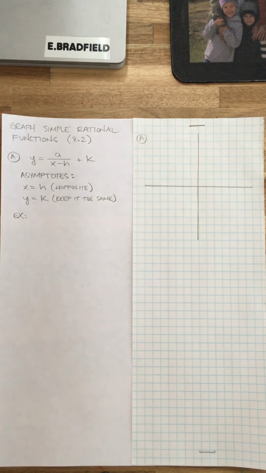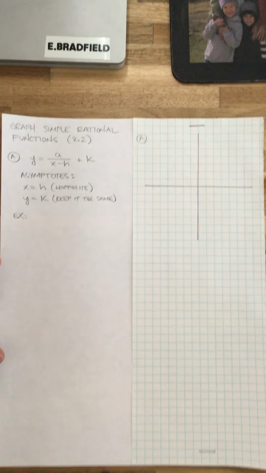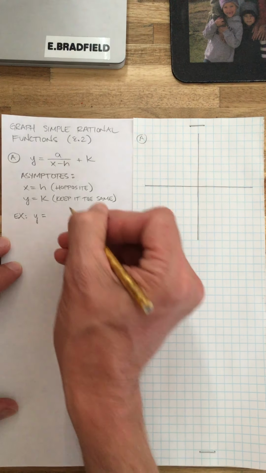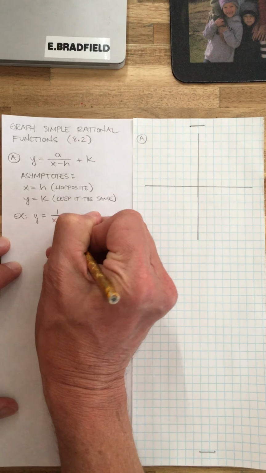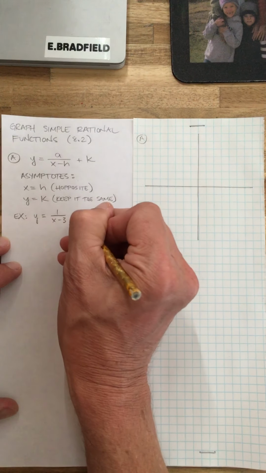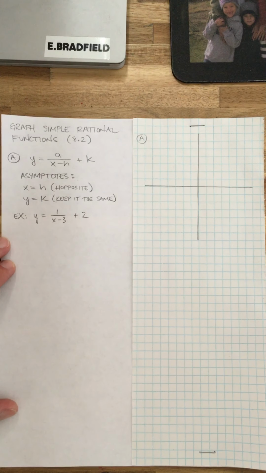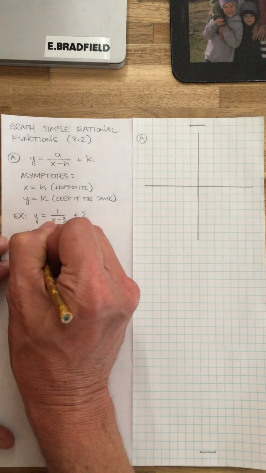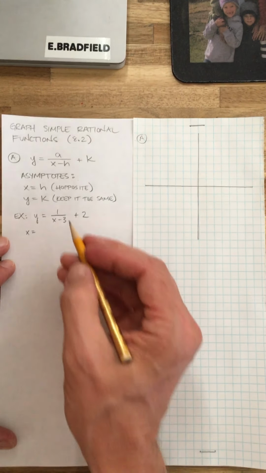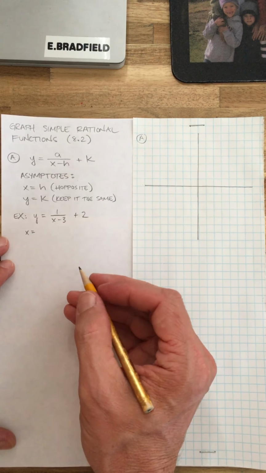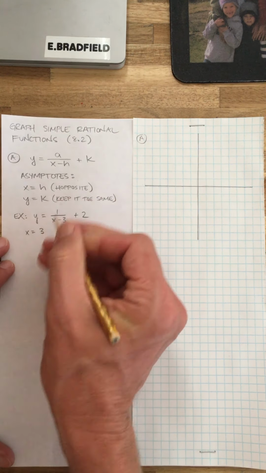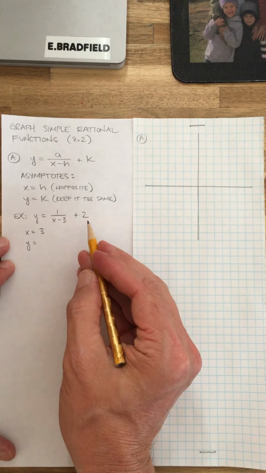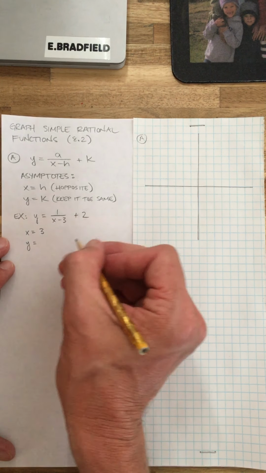All right, so here is our first example. We have y equals 1 over x minus 3 plus 2. Okie doke. All right. And the horizontal asymptote, this is x equals, well, that's h. So you see that negative 3, so h opposite. So that's going to be x equals 3. And my vertical asymptote is going to be y equals, that's k, keep it the same, right? So just a 2. Okay, so just put a 2 there.